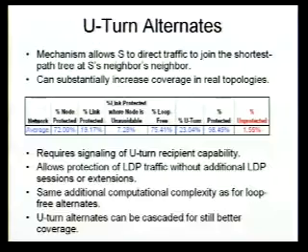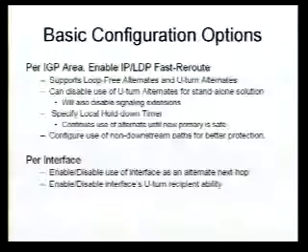I'll get into how feasible it is to compute these different methods and give you a sense of what their cost is in that regard in a little while. And if you wanted to, you could cascade the U-turn alternates to get better coverage. It's, again, a cost benefit trade-off. How much extra complexity do you add in order to get the extra percentages of coverage?